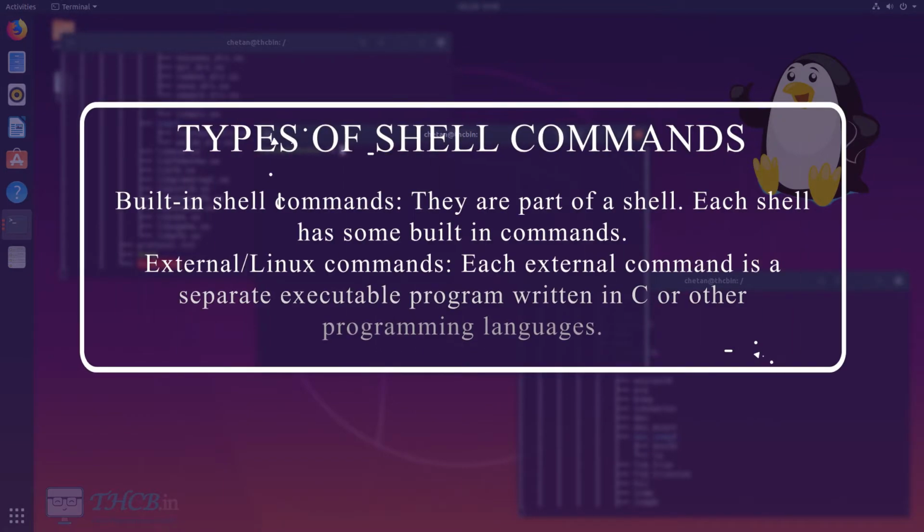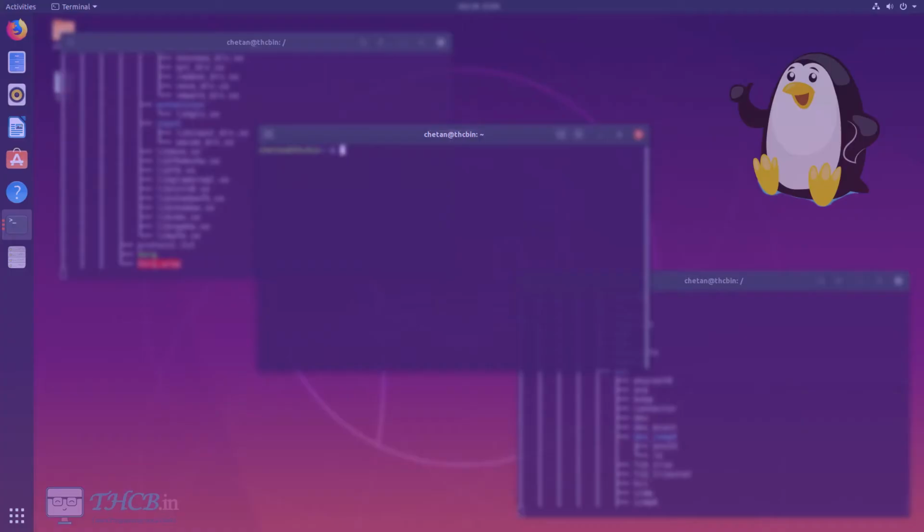There are two types of shell commands. Built-in shell commands, they are part of a shell. Each shell has some built-in commands. External Linux commands, each external command is a separate executable program written in C or other programming languages.